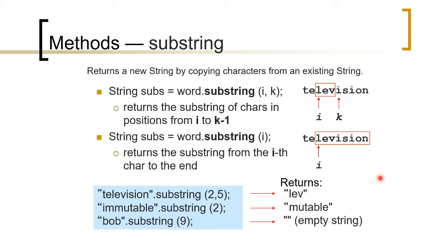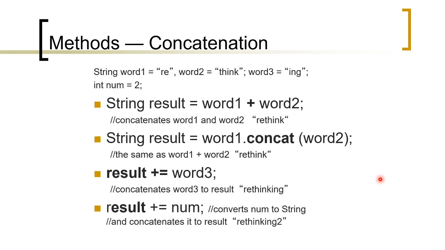And then we do have "Bob".substring(9). If the index specified is non-existent in the string, which is "Bob", that means it will return an empty string. It will not issue an error, but will just return an empty string.